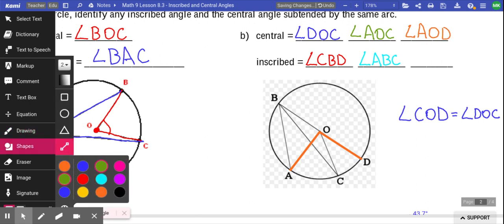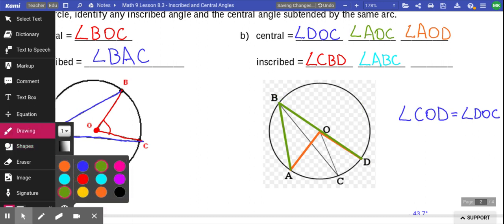Or I could go from A to B to D. And that would create an inscribed angle because it was on the outside. I didn't go to the middle. Angle ABD. Now it happens that I did cross through the middle, but I didn't go to the middle as my point of turning. I went all the way out to point B, then I turned and went to point D.